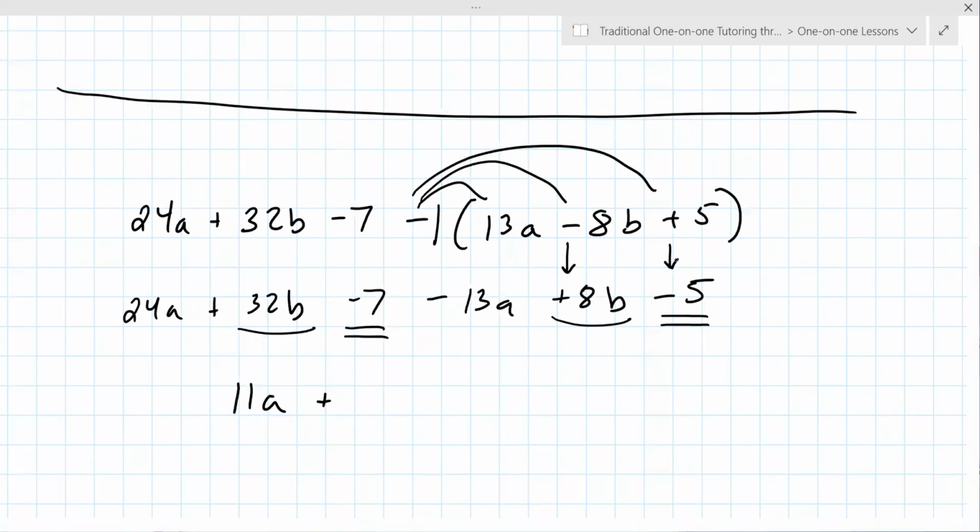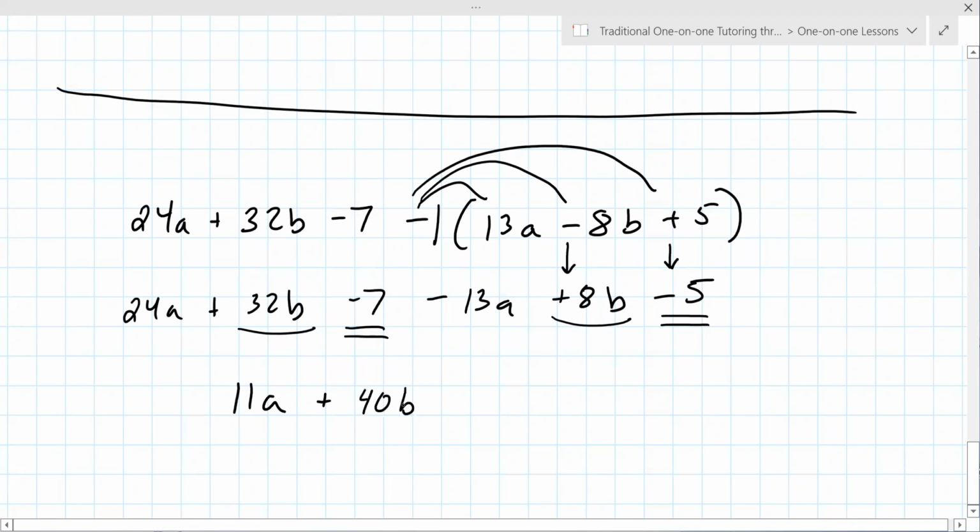So it'll be negative 24B. No, this one's positive on the left. 32B is positive. 8B is positive. So they're both positive, so I add them. Yes. 40B.